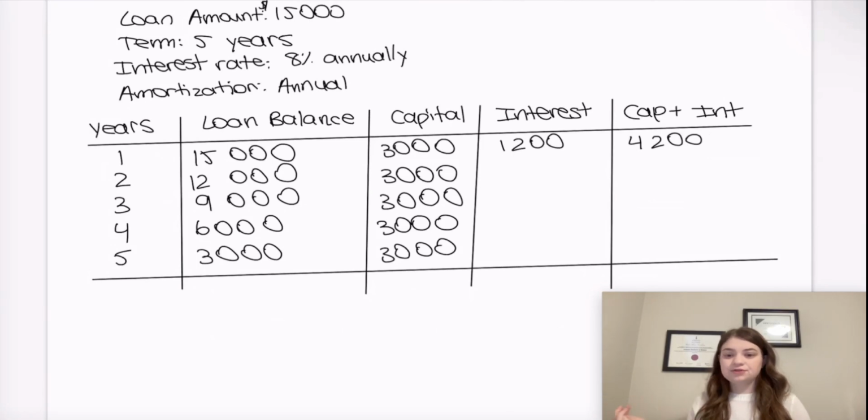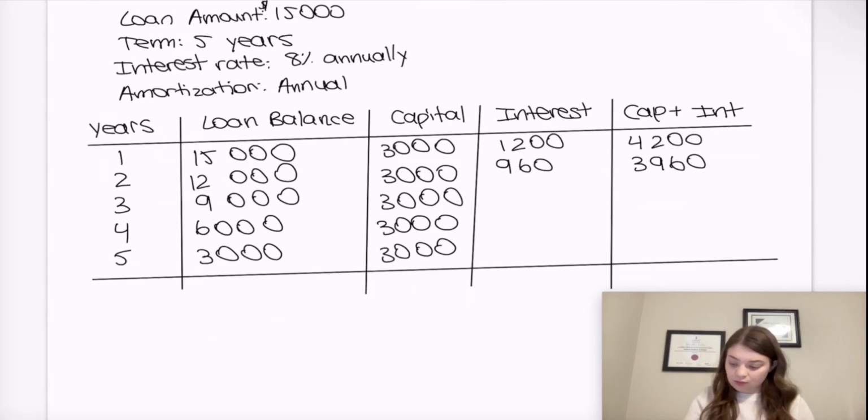Okay, for the next one, we still are paying off the same amount of capital. We're paying off $3,000, but this time we only start with a balance of $12,000 because the first year we already paid off the first $3,000. So now we just have to do for the interest $12,000 times 0.08 or times 8%. And now the interest we pay the second year is only $960. So the second payment is only $3,960.